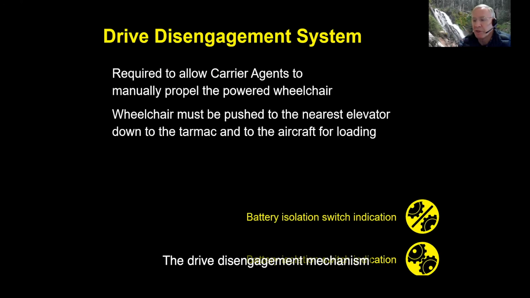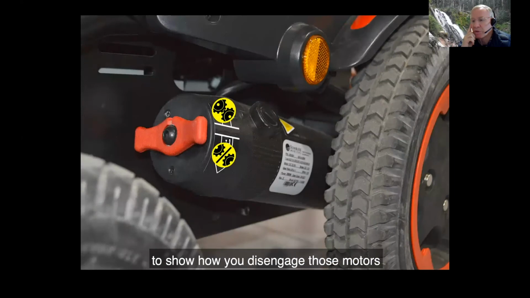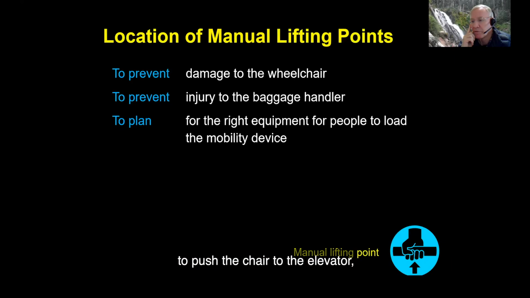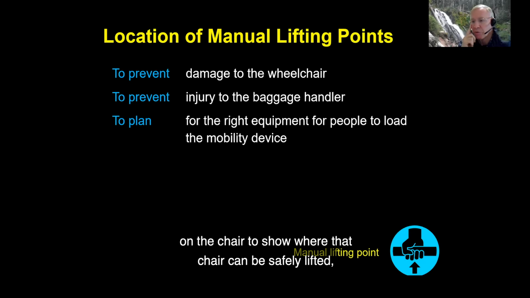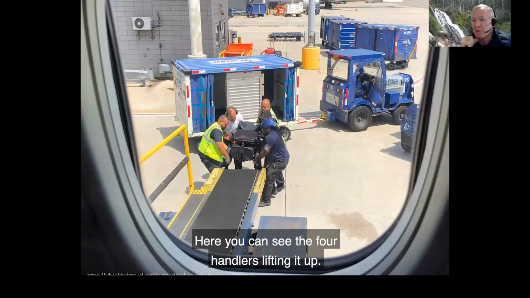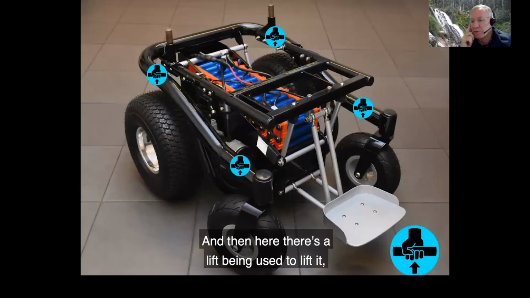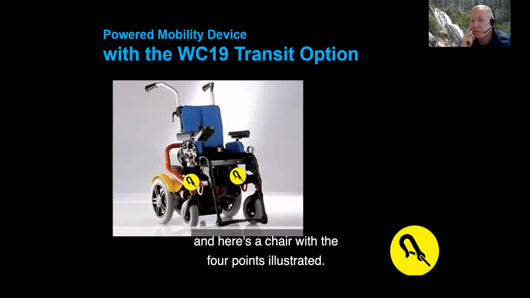The drive disengagement mechanism has to be readily available with symbols to show how you disengage those motors to push the chair to the elevator to get it down to the tarmac. And then the lifting points have to be indicated on the chair to show where that chair can be safely lifted so that it can be lifted into the aircraft. Here you can see the 4 handlers lifting it up. And then here there's a lift being used to lift it. And here's a chair with the 4 points illustrated.